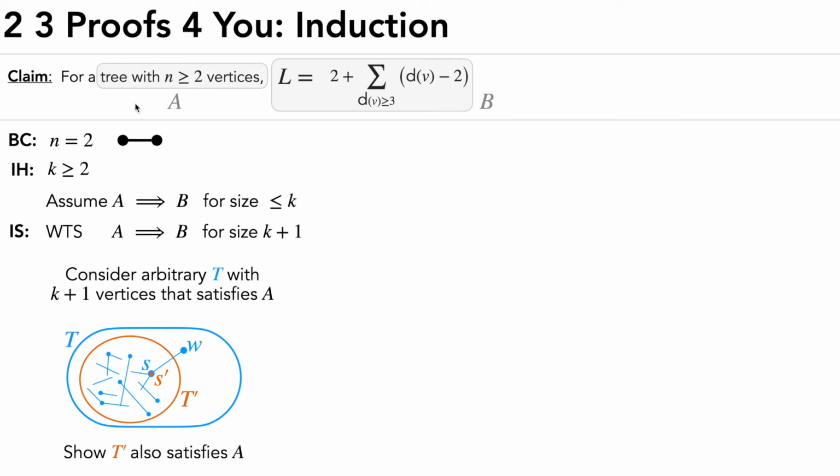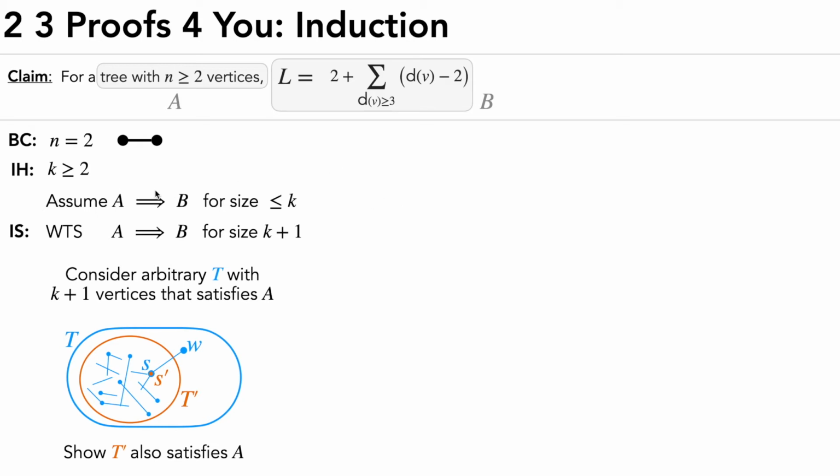So property A is that T prime has to be a tree, and it has to have greater than or equal to 2 vertices. Well, we know that T was a tree, and all we did is remove a leaf. Removing a leaf doesn't disconnect the graph since it was just a leaf, and it doesn't add any cycles since we're removing vertices. So indeed, T prime is a tree. Does it have greater than or equal to 2 vertices? Well, T had k plus 1 vertices, and we removed exactly one vertex, so T prime has k vertices, which is greater than or equal to 2. Thus, T prime satisfies property A.